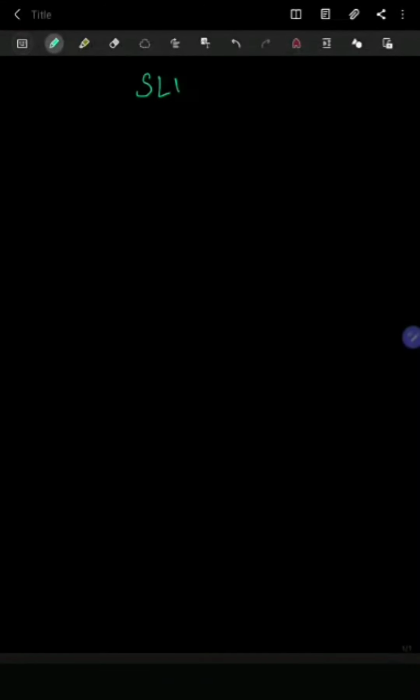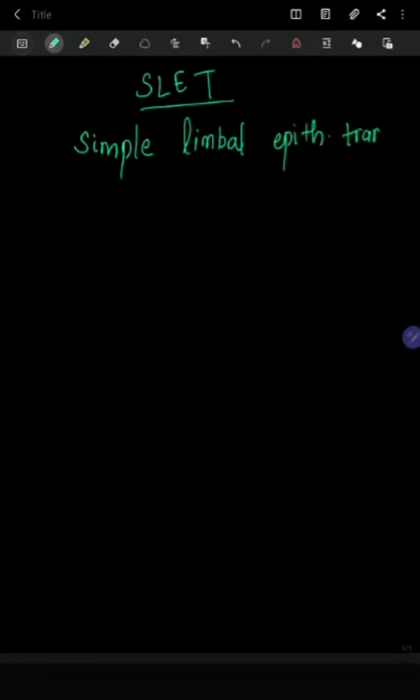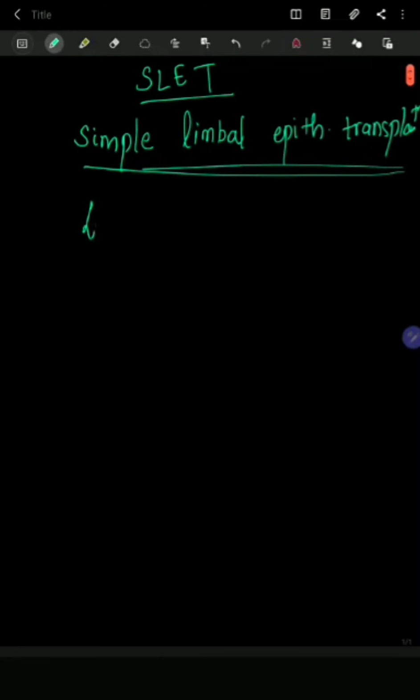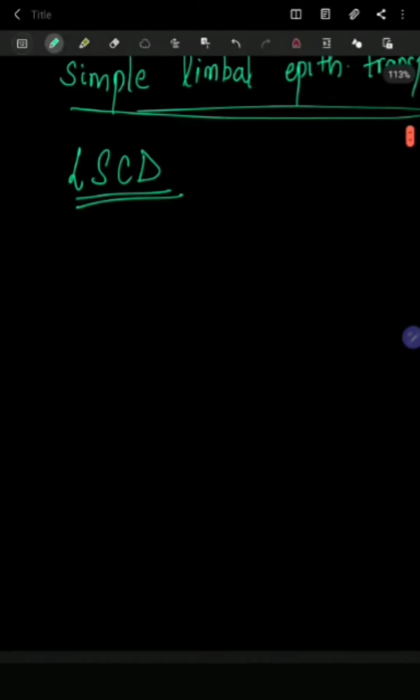Here we are discussing SLET. It means simple limbal epithelial transplantation. It is done most commonly for limbal stem cell deficiency. First, let us learn a little about limbal stem cells.